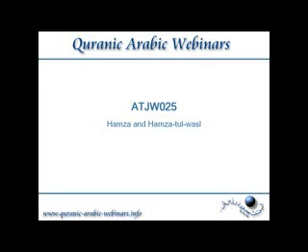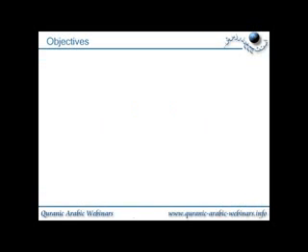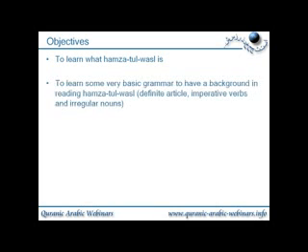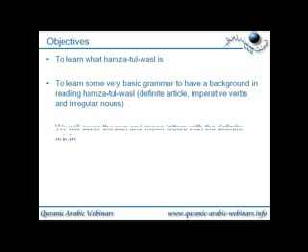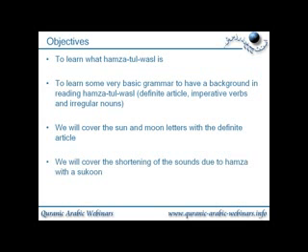This lesson is about Hamza and Hamza-tul-Wasl. Objectives: to learn what Hamza-tul-Wasl is, to learn some very basic grammar, and to have a background in reading Hamza-tul-Wasl. So we'll be looking at the definite article, imperative verbs, and what we call irregular nouns. We will learn what the sun and moon letters are and how they're used with the definite article. We will cover the shortening of the sounds due to Hamza with sukoon.